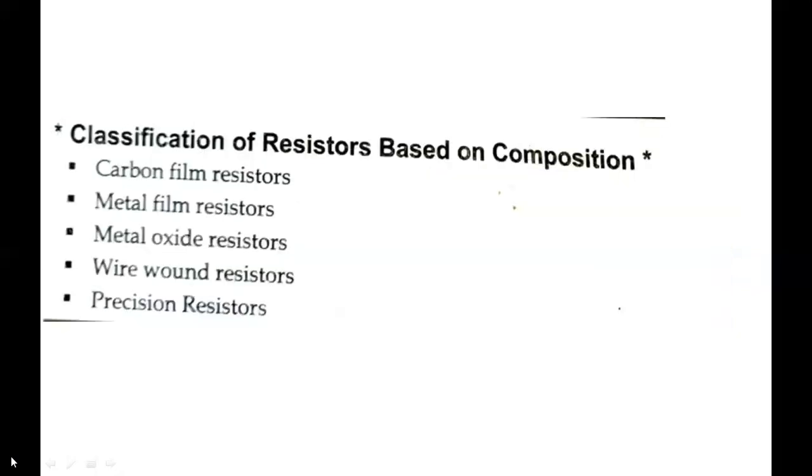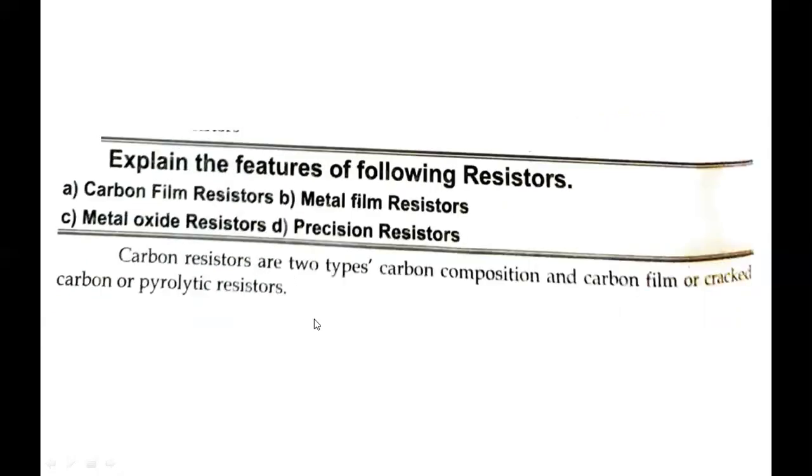Next. Classification of resistors based on composition: carbon film resistors, metal film, metal oxide, wire wound resistors, precision resistors. Okay. Carbon film resistors and carbon composition resistors.